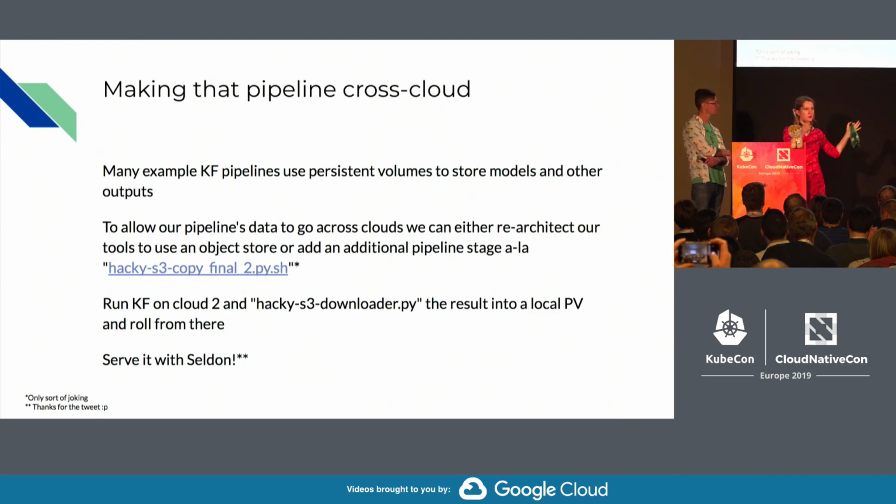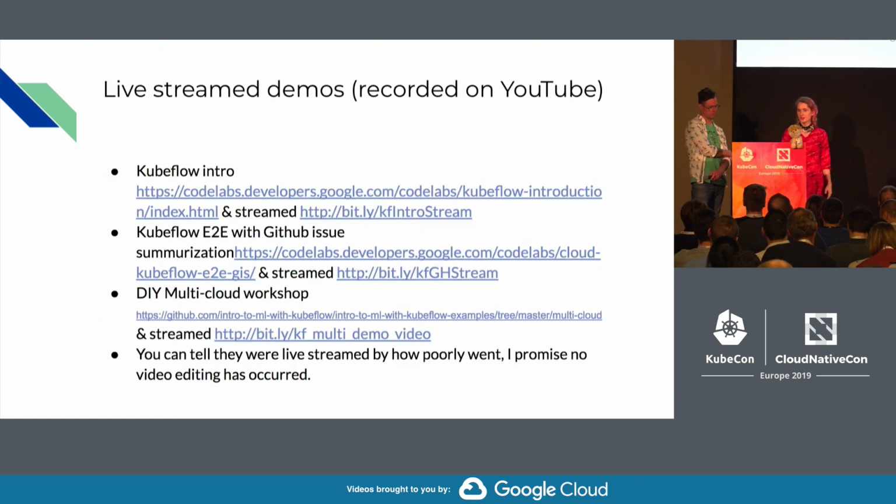And then you can run your pipeline on KF Cloud 2, except instead of training, you'll have a stage which downloads the trained result from the first pipeline on Cloud 1. And we've got 2 minutes left, so serve it with Seldon. Great.